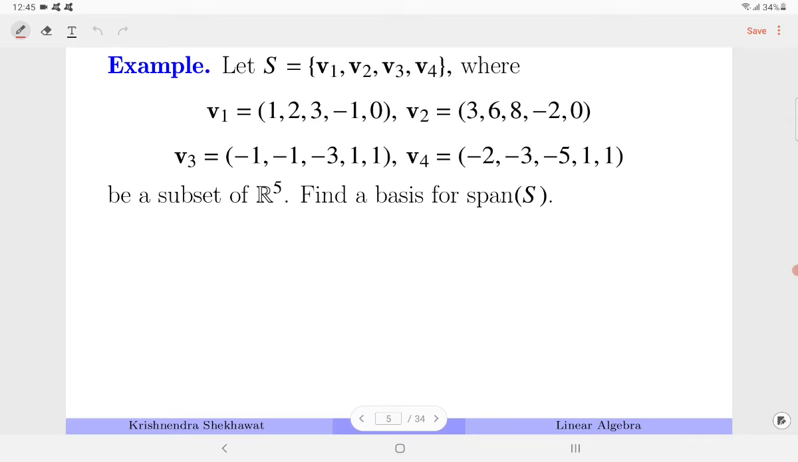But we want to use the concept of row space or column space. If we want to use the concept of row space, we know that row space of A is the same as row space of RREF of A, which means we should write each vector as a row. So there would be 4 rows, compute its RREF, get the linearly independent rows, which means the rows with the pivot entries. They form the basis for span S, because row space of A is equal to row space of RREF of A.